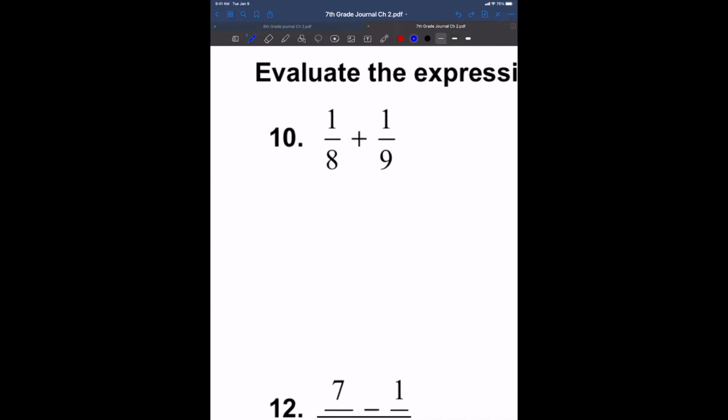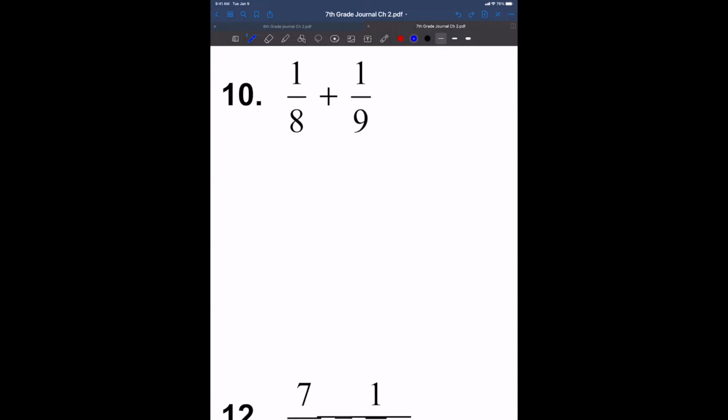Okay, number 10. I need common denominators. Now, here's a trick. If you've got two small numbers that don't really have anything in common, early on I would say just multiply them together. What's 9 times 8? 72. So your common denominator would be 72. Okay, so here's how I write it. I rewrite it below. Do the denominators first, okay? I want you guys to get in the habit of writing it like this. This is a good way to keep it organized, okay?